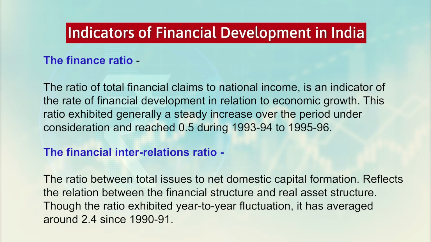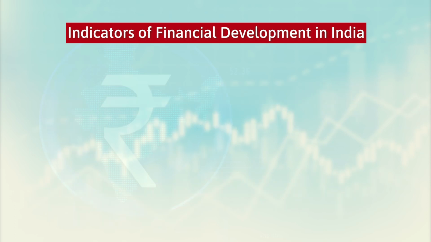Next, the financial interrelations ratio. It is a ratio between the total issues to net domestic capital formation. This reflects the relation between the financial structure and the real asset structure of the economy. Though the ratio exhibited year-to-year fluctuations, it also averaged at around 2.4% since 1990-91.